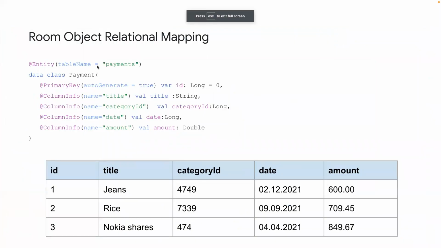All right. So to make this a column in the database, we need to annotate it with ColumnInfo and then provide a name for that column in the database. So this represents the database table. So we have our ID, and this is the title, category ID, date, and amount. All right, so the names we are seeing here are the ones that we put in the ColumnInfo. And then we have our variables that we had previously defined for the Payment class. So we'll see how we are going to do this.